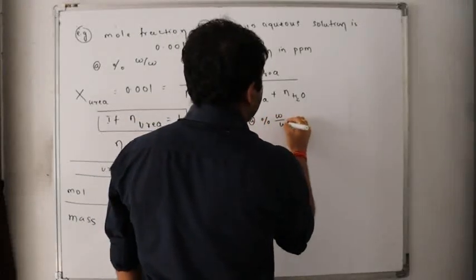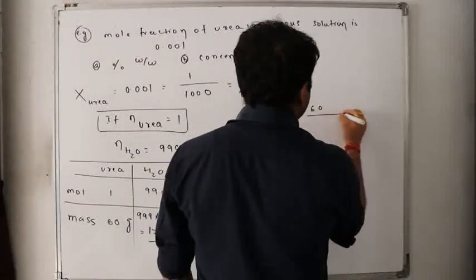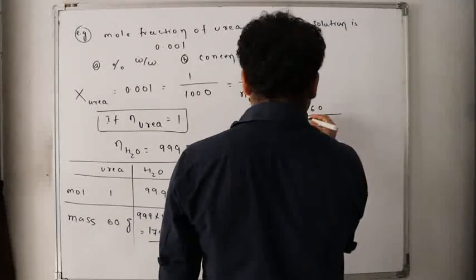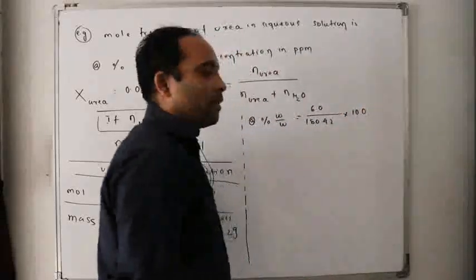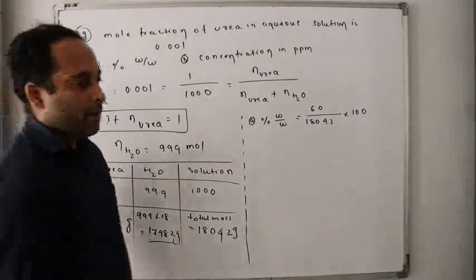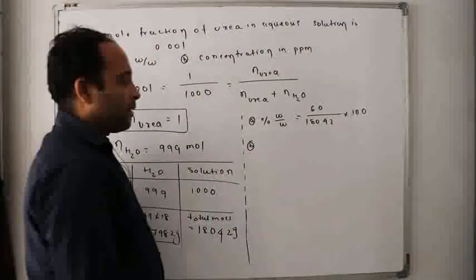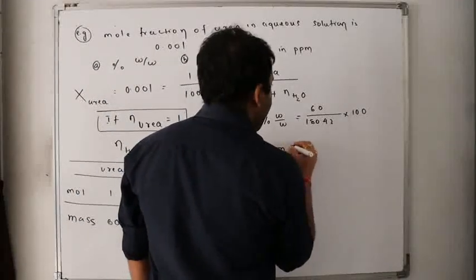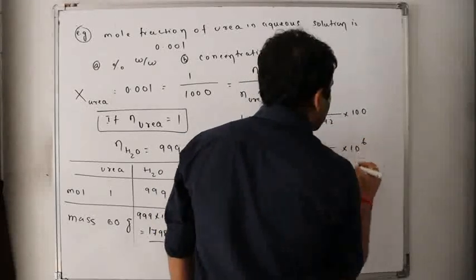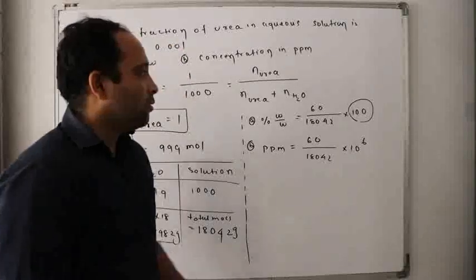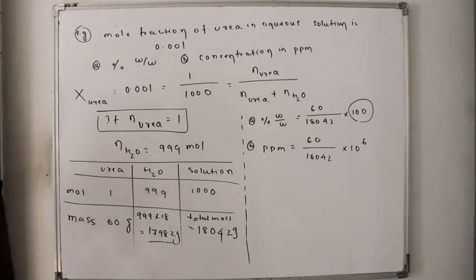Now let us come for our solution. Percentage W by W. How to find W by W? Is it 60 by 18042 into 100? Yes or no? Now ppm, parts per million. So how can I find parts per million? 60 by 18042, 10 to the 6. Do you mark this difference? 10 to the 2 is W by W, 10 to the 6 is ppm. Easy? Did I connect this well?